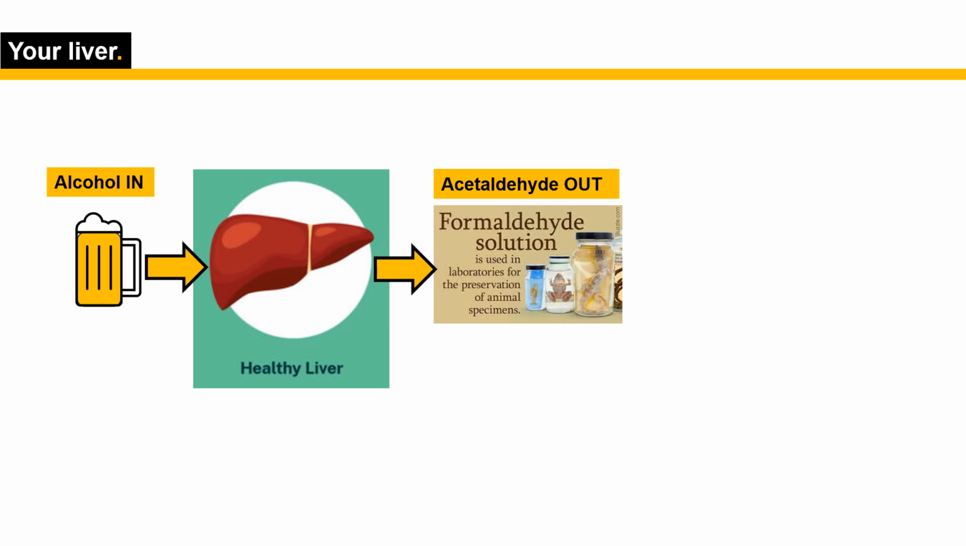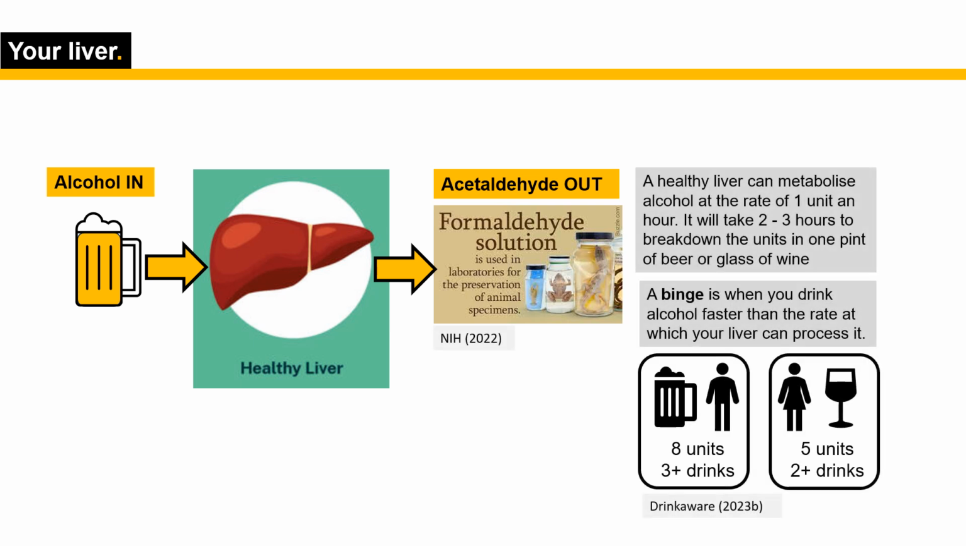But you want metabolic activity when you're alive. So this is not a useful substance to have floating around your body. However, a healthy liver can metabolize it further. It will turn acetaldehyde into an acetate and then into water and carbon dioxide. And it will take about an hour to do this to a unit of alcohol. So in other words, it will take you 2 or 3 hours to break down the units in 1 pint of beer or a medium-sized glass of wine.